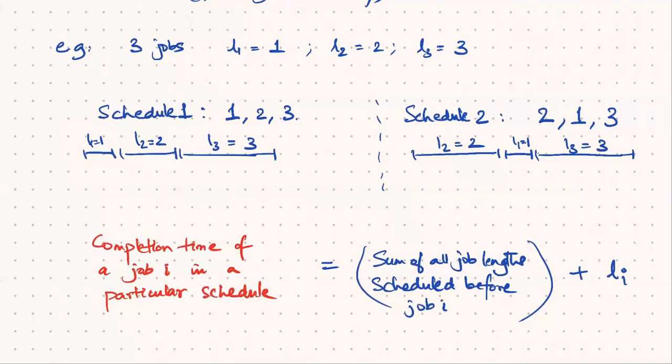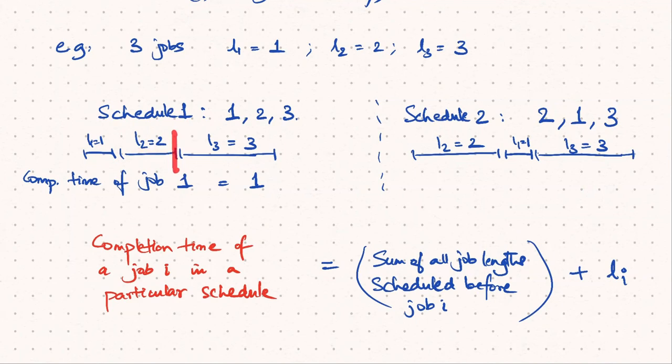So it's simply saying at what time the job gets completed in a given schedule. For example, here in schedule 1, if I were to say the completion time of job 1, it's simply 1, right? Because after the first time unit, job 1 has finished, it has completed its execution.